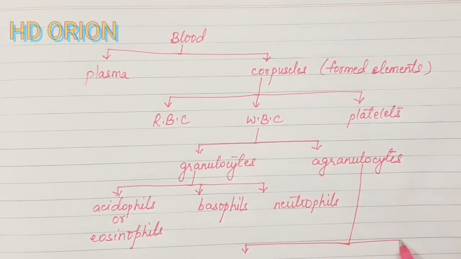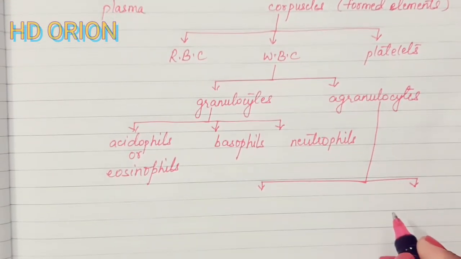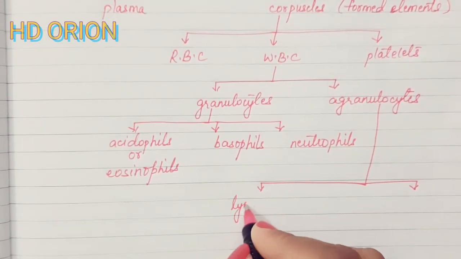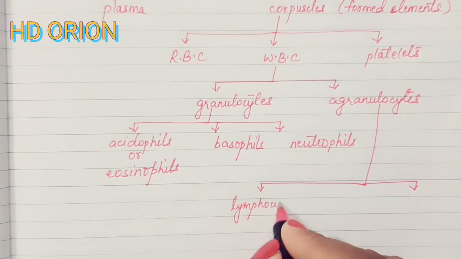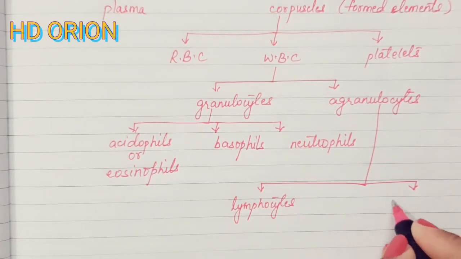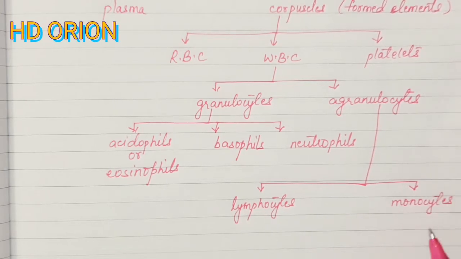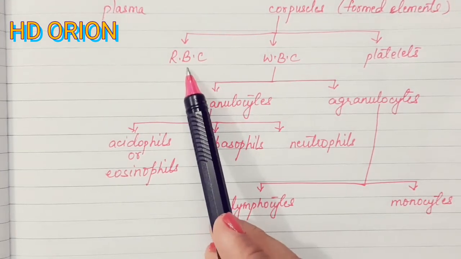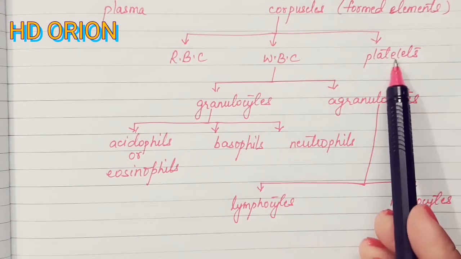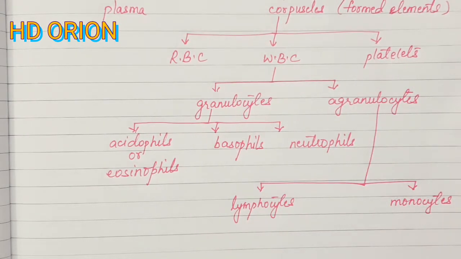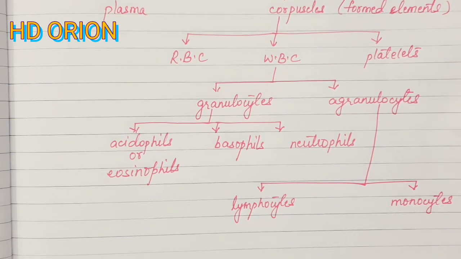Agranulocytes are also of two types: lymphocytes and monocytes. So this is the complete classification, or we can say the components that are present in the blood, the three types of cells: RBC, WBC and platelets. So let us consider them one by one. Today in this video lecture I will be teaching about RBC.